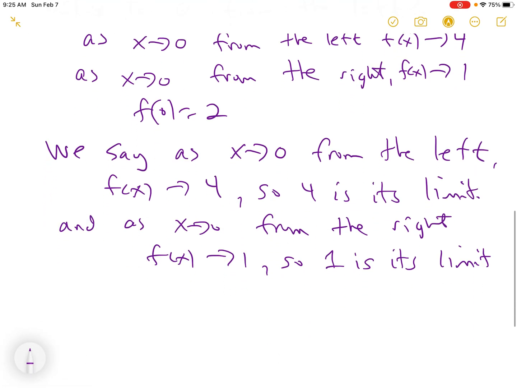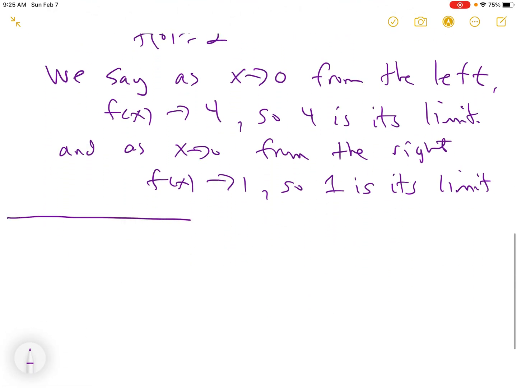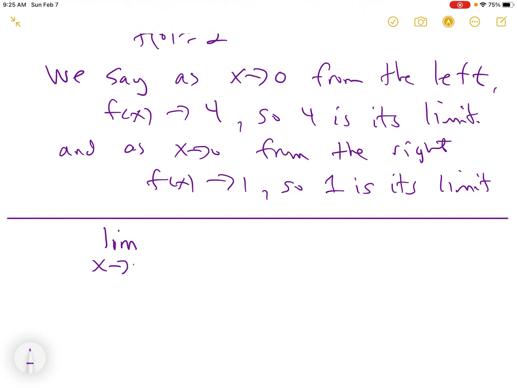All right, so here we go. Let's make this formal. Putting this in calc terms, using the notation, what we say is the limit as x approaches 0 from the left, that's a superscript, of f of x is 4. And the limit as x approaches 0 from the right of f of x is 1.